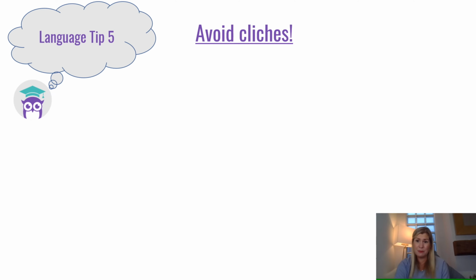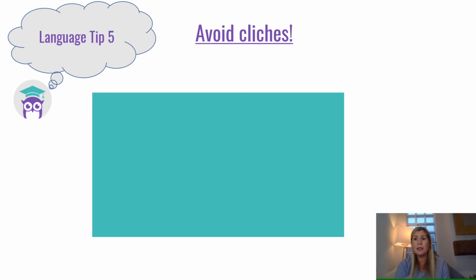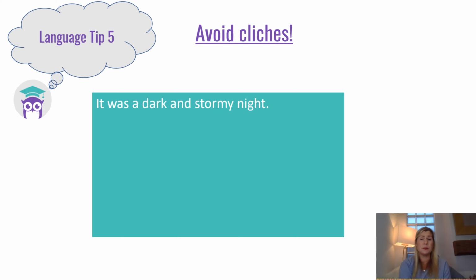Do try to avoid the cliches. What's a cliche? An overused kind of expression. So something that you hear a lot. And in stories, here are some examples. It was a dark and stormy night. Please don't start your stories with it was a dark and stormy night. There's no problem with starting with setting and creating an atmosphere. That's fine. But that expression has been used too many times.